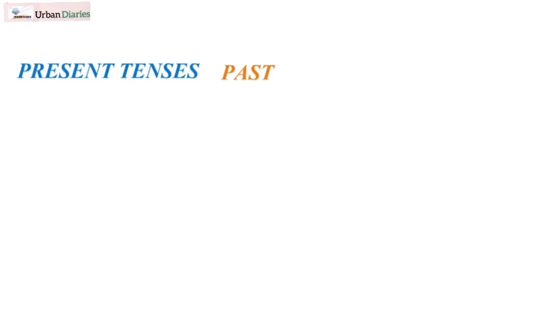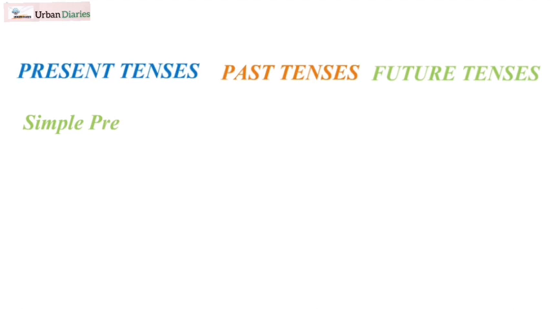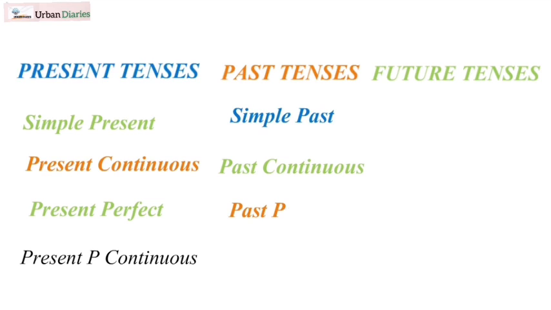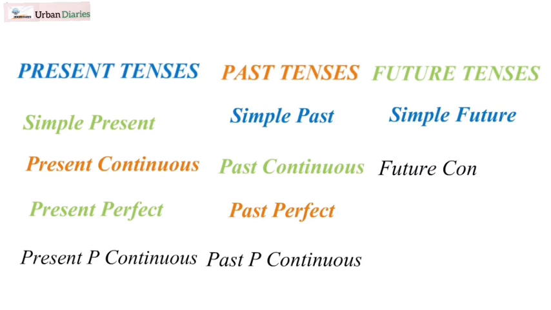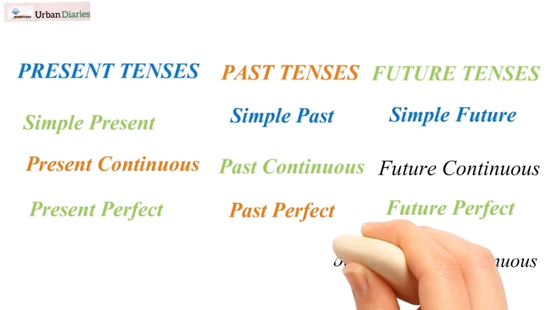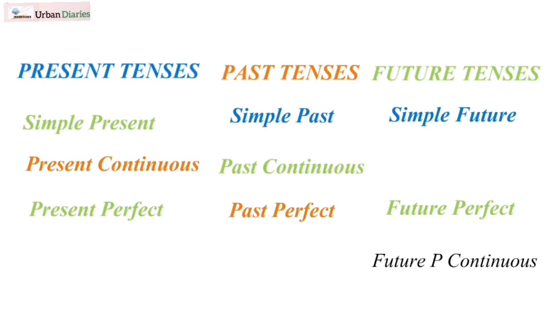In English grammar, we have 12 tenses which are simple present, present continuous, present perfect and present perfect continuous. Simple past, past continuous, past perfect and past perfect continuous. Simple future, future continuous, future perfect and future perfect continuous. Among all these 12 tenses, these 4 tenses can never be changed from active voice to passive voice, which are present perfect continuous, past perfect continuous, future continuous and future perfect continuous.